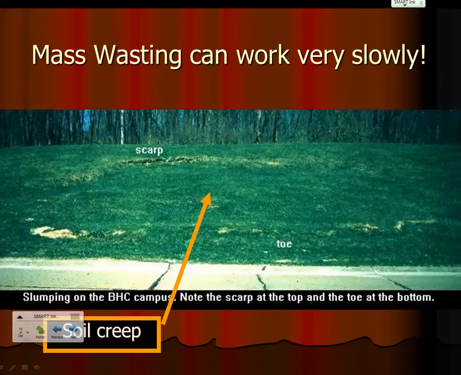Okay, a slower form of mass wasting. This is called soil creep. And it happens when you have a slope on a hillside with soil, and gravity is pulling on that soil. And over time, you can't see it really happen. It just happens really slow. You start to notice things are tilting.